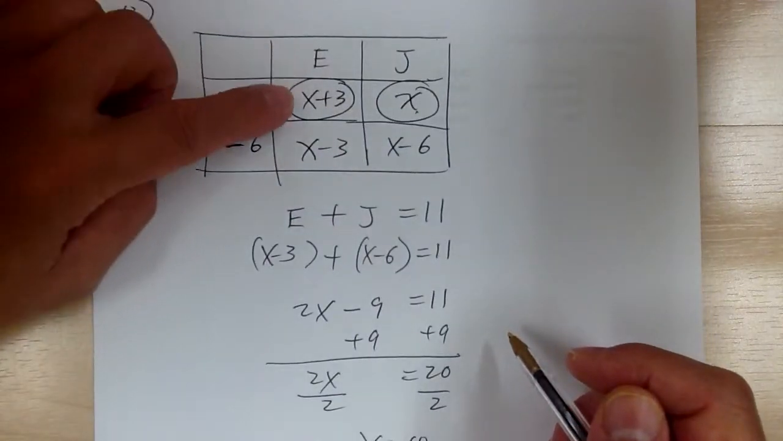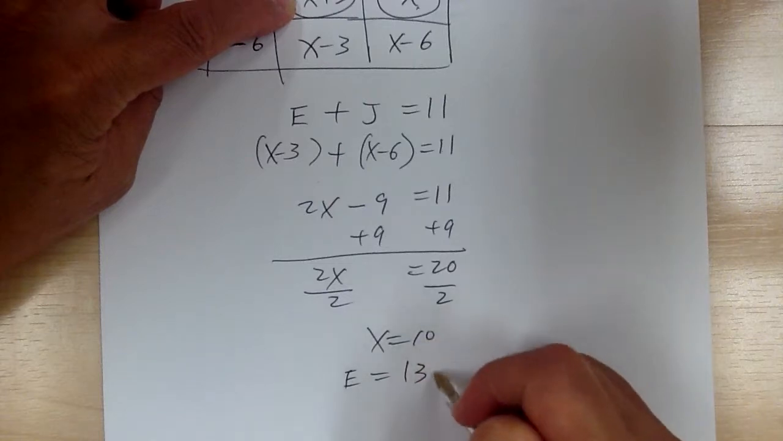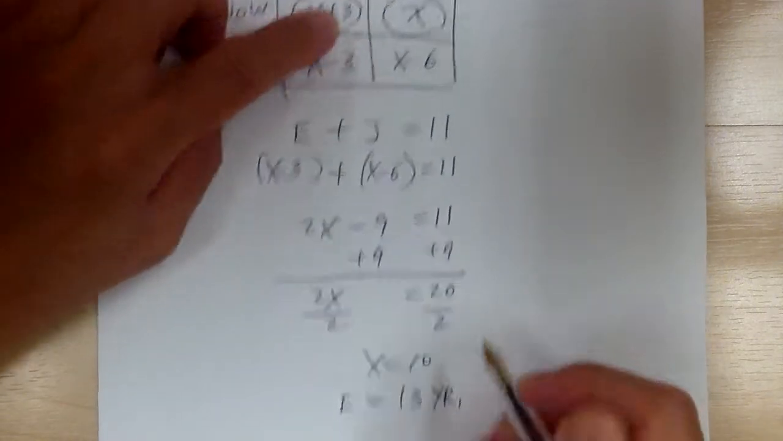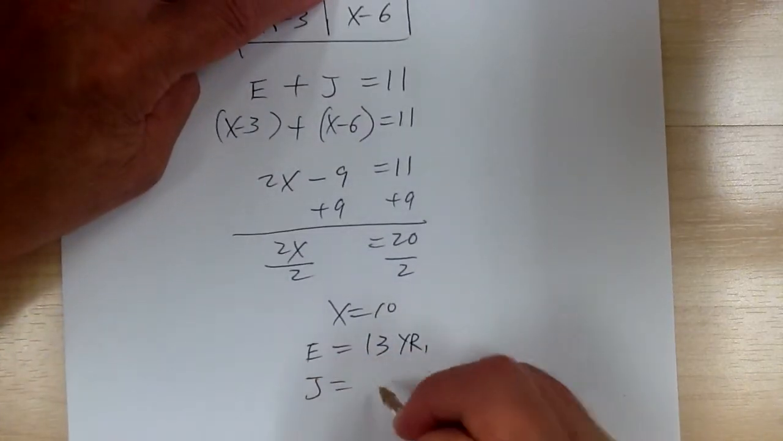So for Emily, it's x plus 3. So Emily will equal 13, right? X plus 3 will give you 13. And Jack, over here, Jack will be x. So Jack will be just 10.